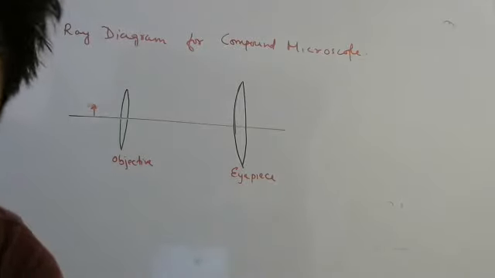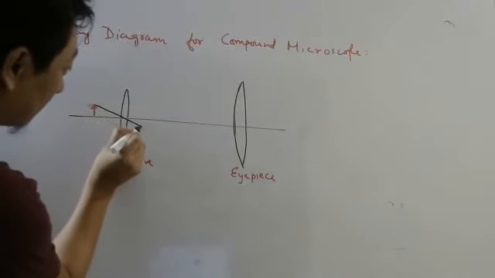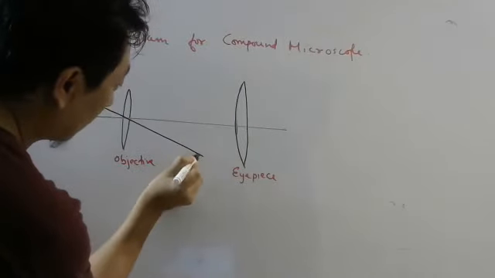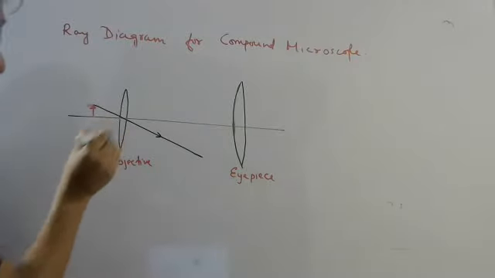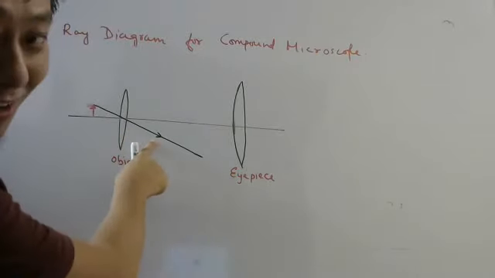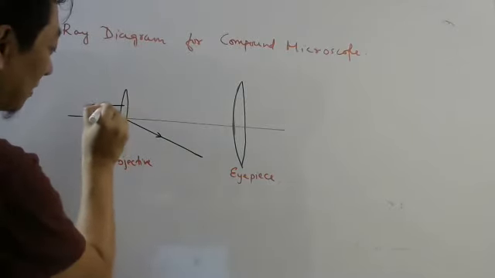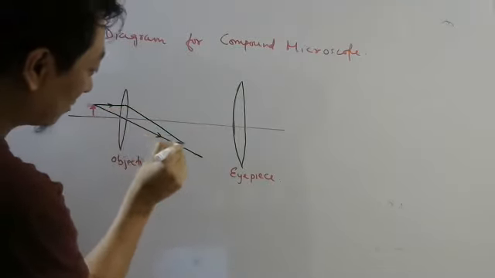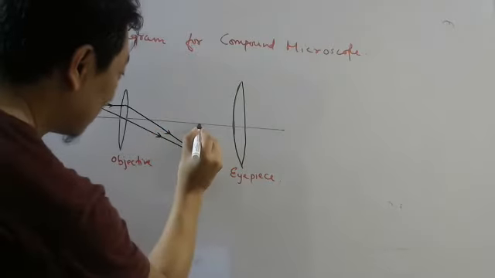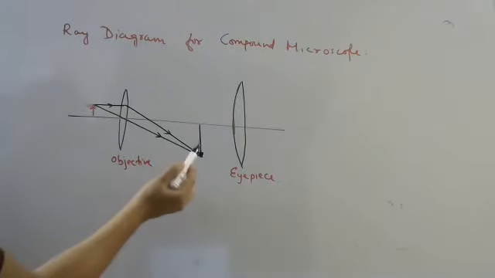Now, how will you draw the ray? As I told you, the first one you should draw is the one that goes through center. Right? That you cannot change. Okay, this you cannot change. And if you forget to put an arrow, you will get 0 directly. The next one is parallel to principal axis. That will pass through focus. The focus is somewhere here, let's say. Meet here. So this is the image made by the objective.